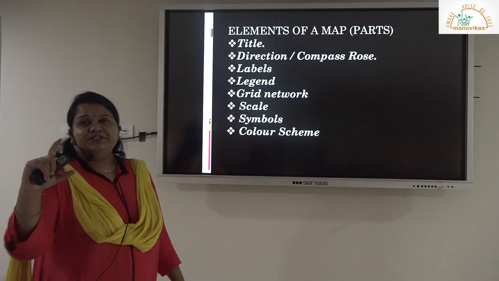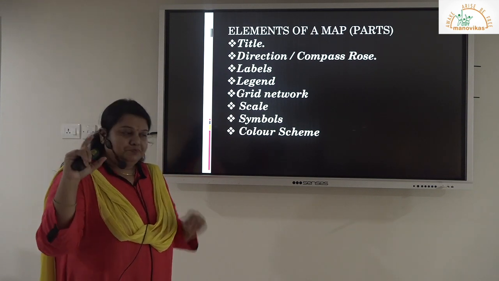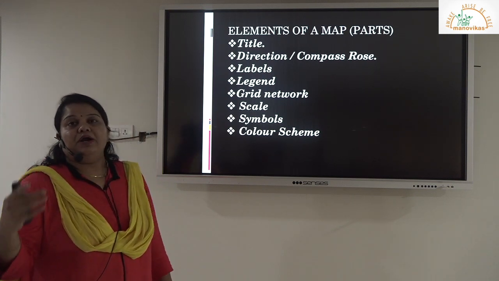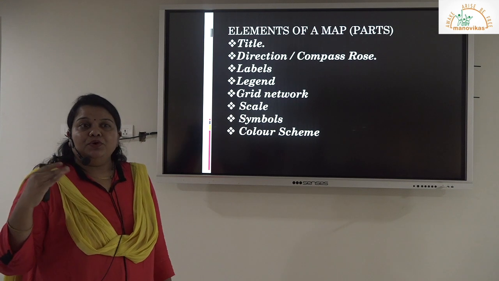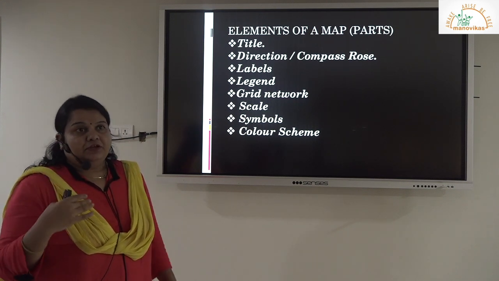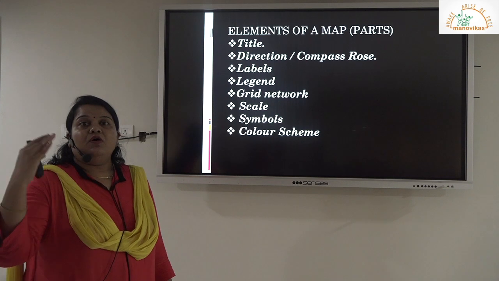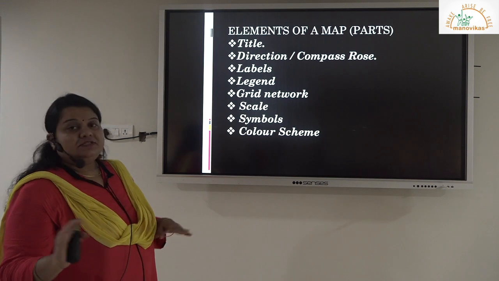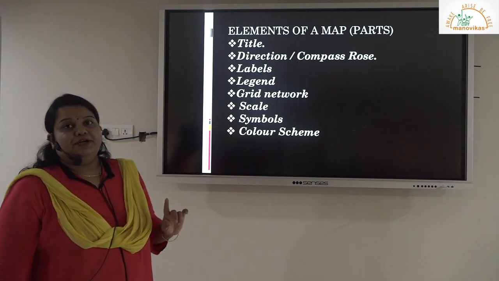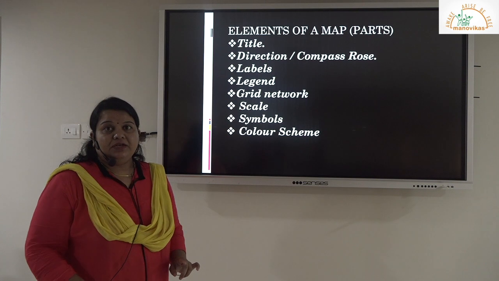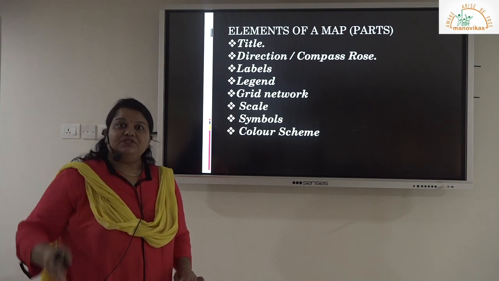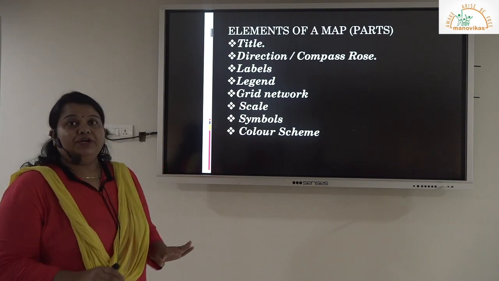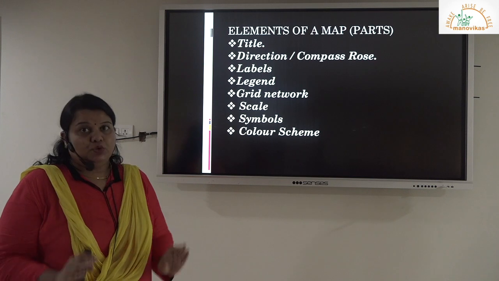Then you have a legend. Legend gives you certain kinds of symbols and signs along with colors, and those colors help you to understand what exactly they are trying to make us feel, whether the height of the mountain or the depth of the sea. So that is the part of the legend. Coming towards the grid network, we have the latitudinal lines and the longitudinal lines which make up the grid network. This grid network is a part of the map, mounted on it, and gives us the precise location.